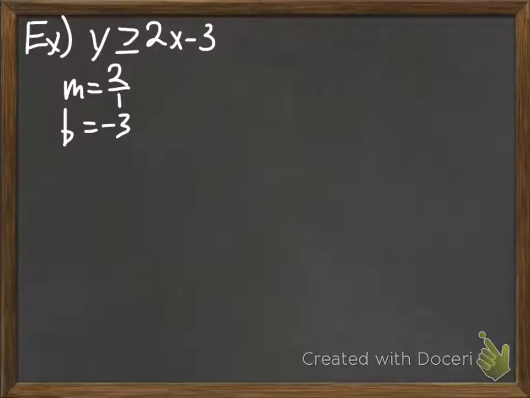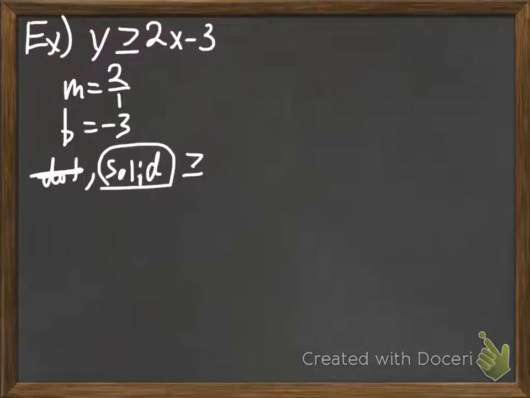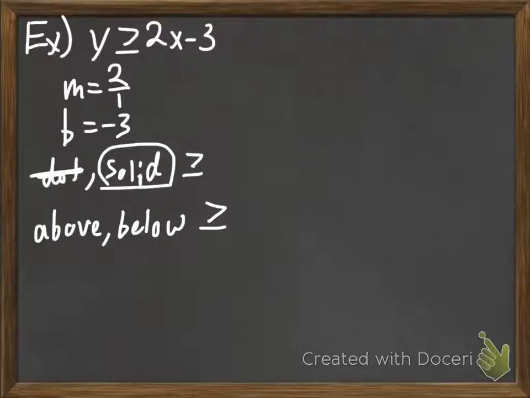Now I'm going to look. Am I going to have a dotted line or a solid line? Well, I have a greater than or equal to, so that means it's a solid line. And then I need to know, am I going to shade above or below? So we look at this symbol. It says greater than. Greater than means above, so I'm going to shade above.